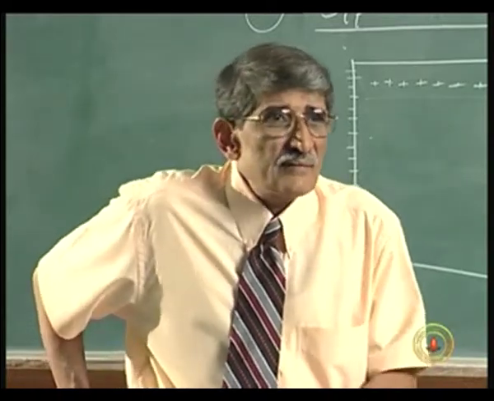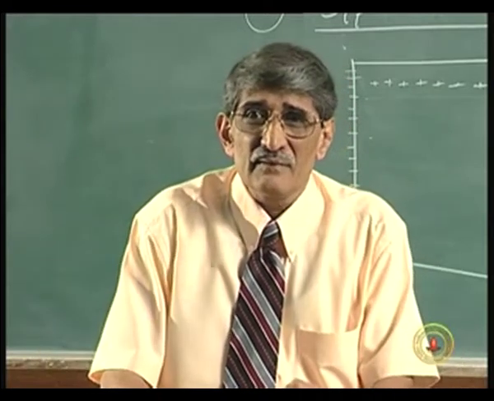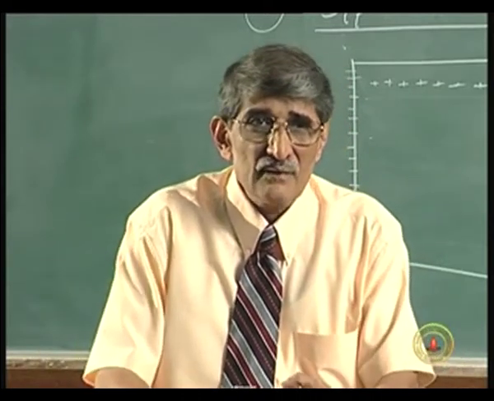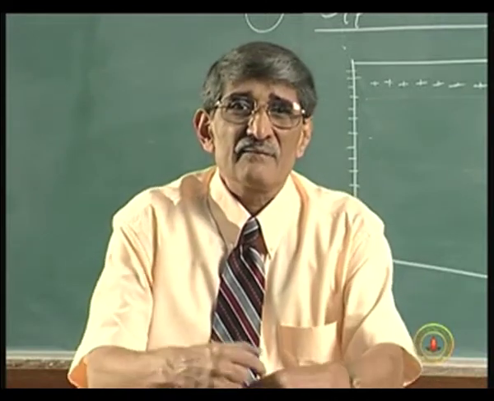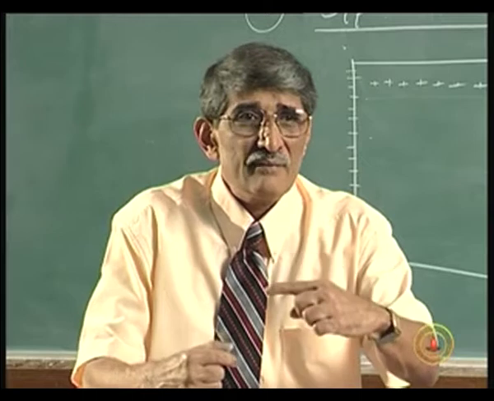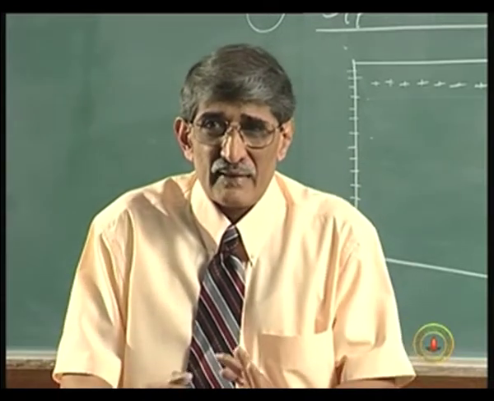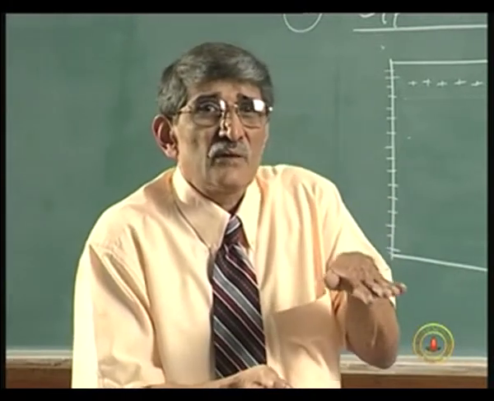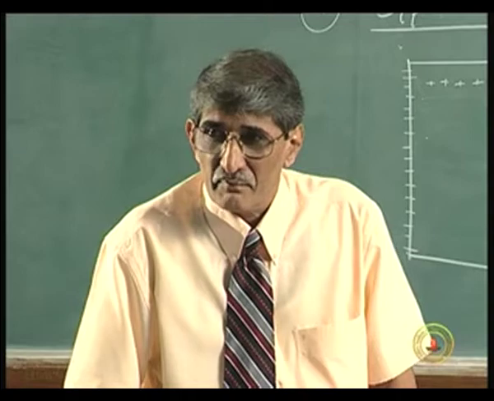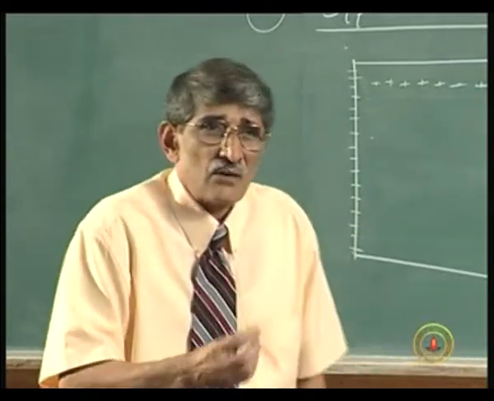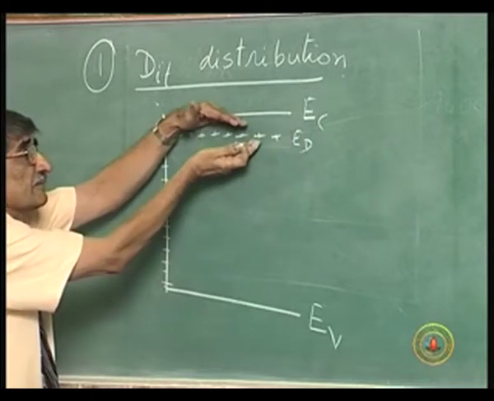So, compared to that 10 to the power 16, 10 to the power 17 is low, but if you increase the concentration, what happens? The atoms come closer and closer. Once they come closer and closer, what happens? The wave functions interact with each other, and instead of one level, you get multiple levels. So, when you dope heavily a semiconductor, that single level which is donor level splits up into number of levels. Okay. When heavily doped, you can no longer talk of a single level, you will talk of a band of energy.